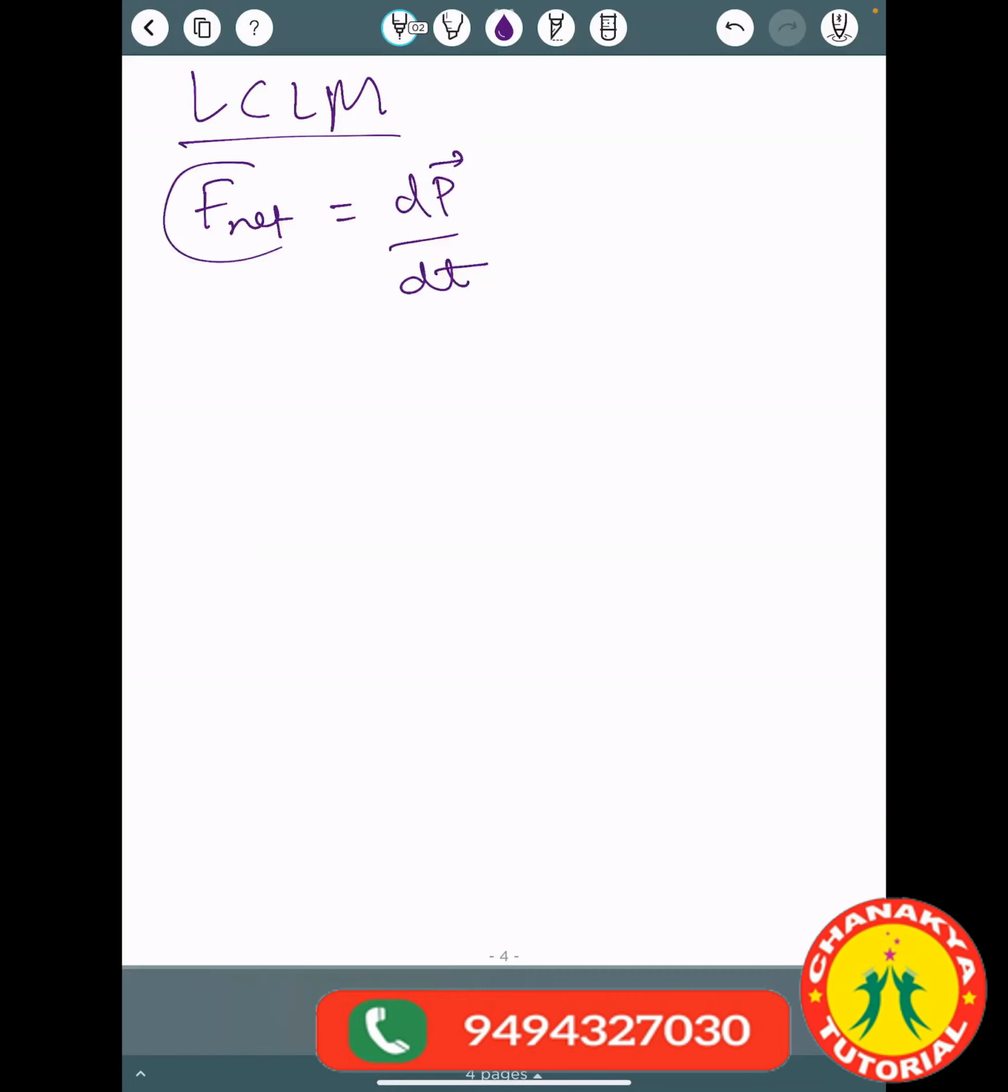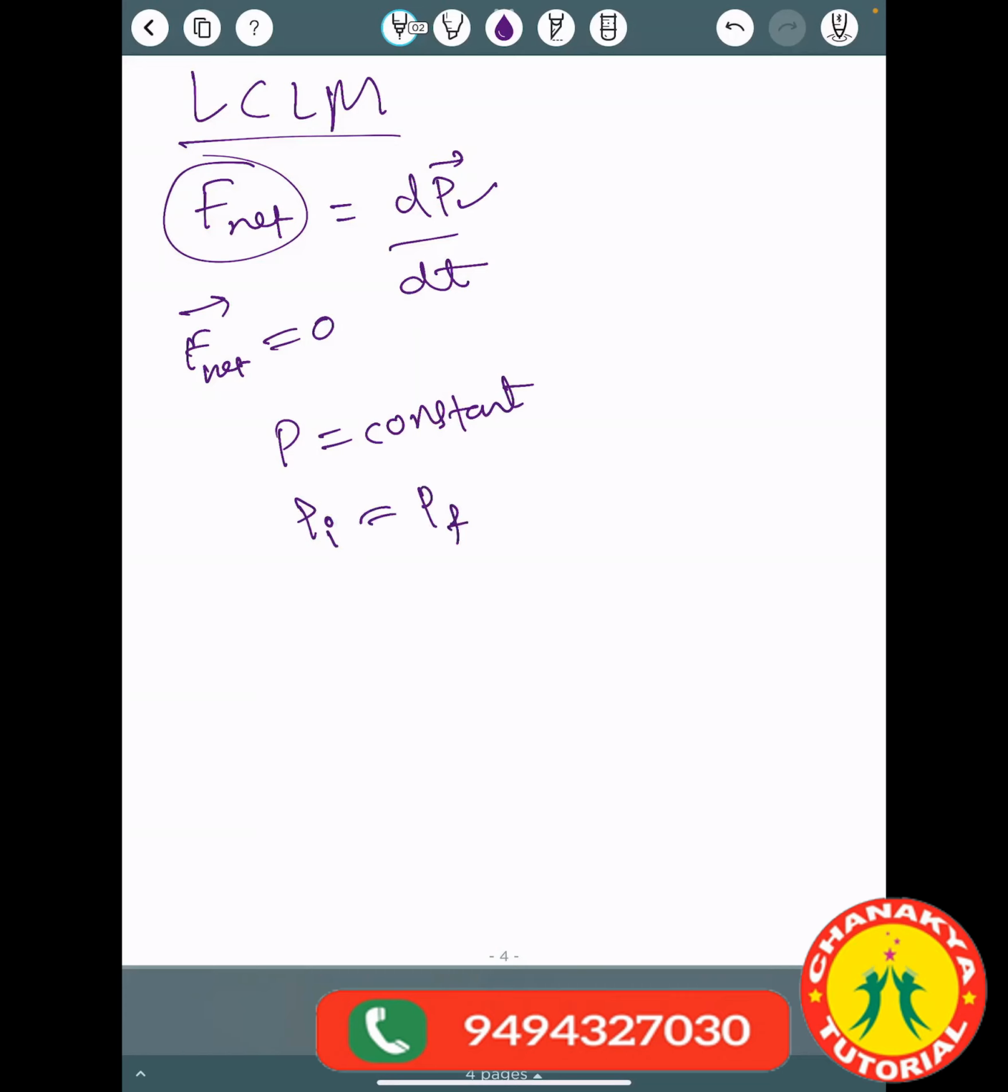So we know that F net is equal to dp by dt, correct? So if I say that the net force on a system is zero, that means my momentum should be constant, right? That means I can say P should be constant. If P is constant, that means whatever the initial momentum of the system is should be equal to the final momentum. There should not be any change.